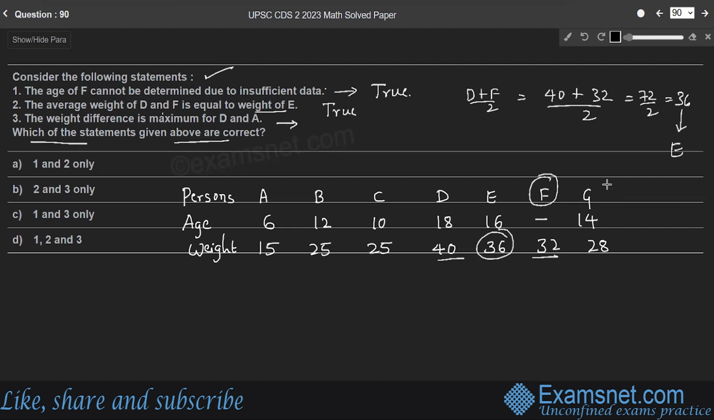The third statement is that the weight difference is maximum for D and A. D's weight is 40 minus A's weight 15, so 25 kg is the weight difference between D and A. If you consider any two weights, the difference doesn't exceed 25 kg. Therefore this difference is maximum for D and A. All the statements 1, 2, and 3 are correct. Option D is the right answer.